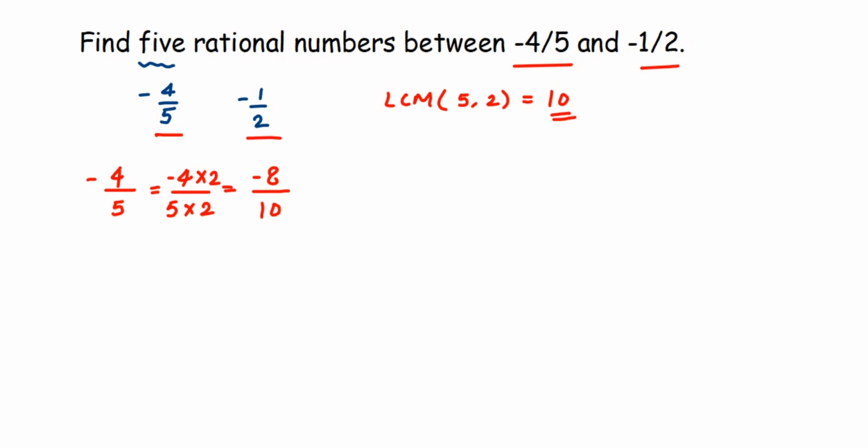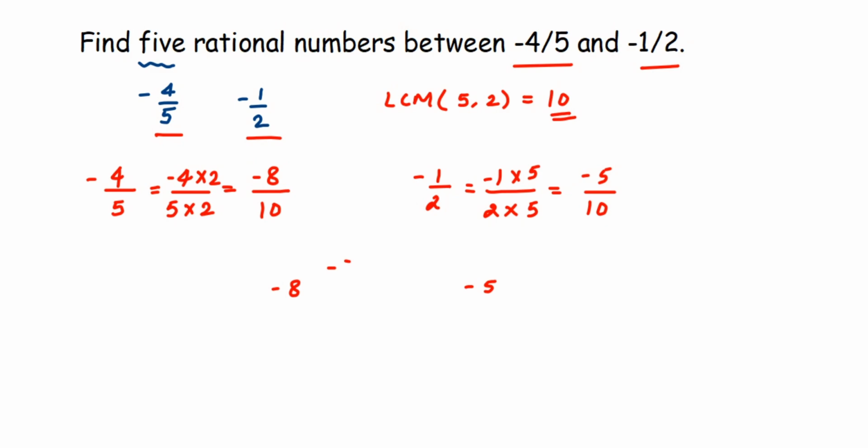Next number is minus half. Same procedure. We need 10 in the denominator. With 2, what should we multiply to get 10? We know that 2 times 5 is 10. So multiply 5 in the numerator too. Now minus 1 times 5 is minus 5. Now observe. The denominators we got are the same. We have minus 8 in the numerator on one side, minus 5 in the numerator on this side. But between minus 8 and minus 5, how many numbers can we write?